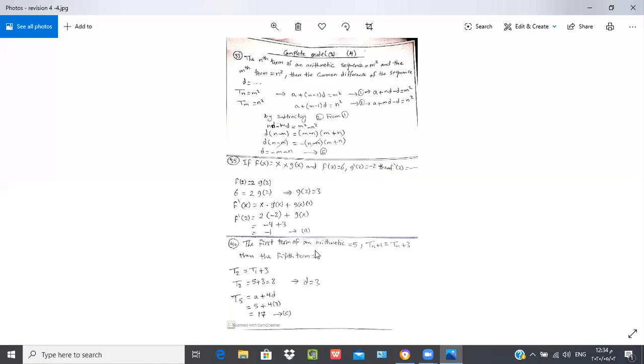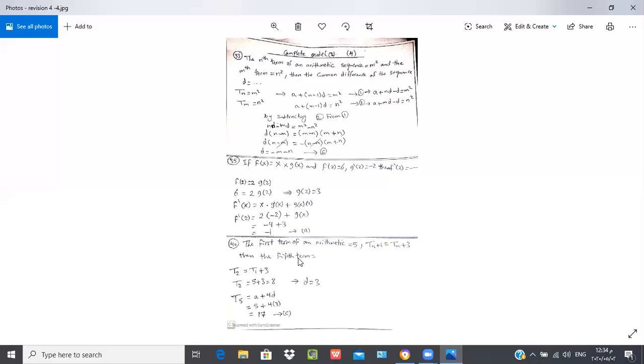The first term of the arithmetic sequence equals 5, and Tn plus 1 equals Tn plus 3. I said before how to translate this part. It means this term equals the previous term plus 3. You know that Tn plus 1 comes after Tn. So Tn is the term previous to Tn plus 1. So any term equals the previous term plus 3.